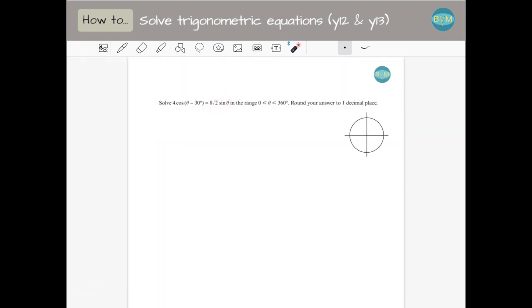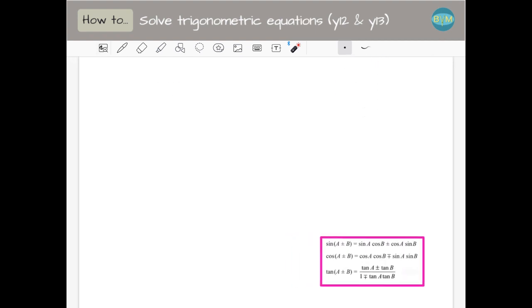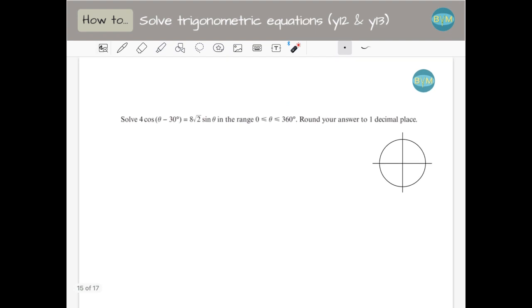I have to solve this one, and I have sine of theta and cos of theta minus 30. I'm going to change this cos of theta minus 30 using the addition angle formula. I have them here, so I'm going to use the addition formula for the cos. Instead of cos of theta minus 30, I'm going to write the 4 at the front, and then cos of theta cos of 30, plus, remember when I have minus, this is a plus, sine of theta sine 30.